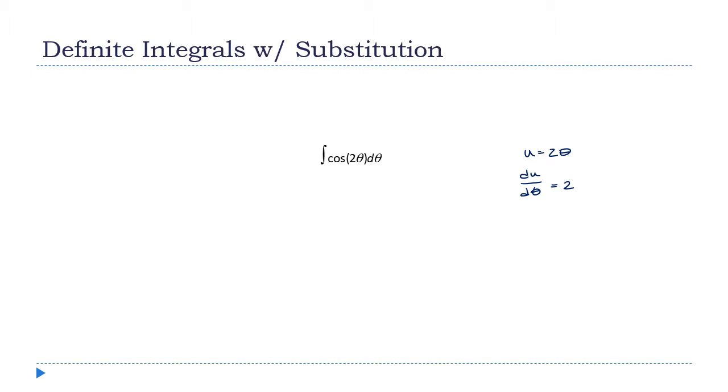Because watch, now I'm going to solve for d theta. D theta equals du over 2. And now let's do our substitution. This is the integral of cosine of u times du over 2. And I can bring the 1/2 out in front. This is 1/2 the integral of the cosine of u du. And that I know what it is. This is 1/2 the sine of u plus a constant.